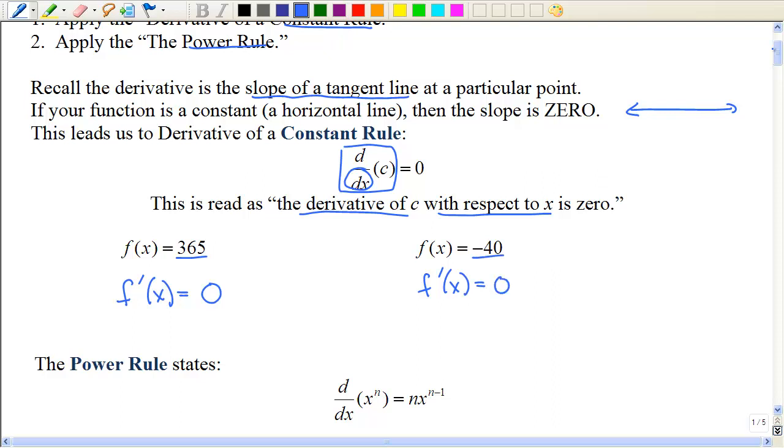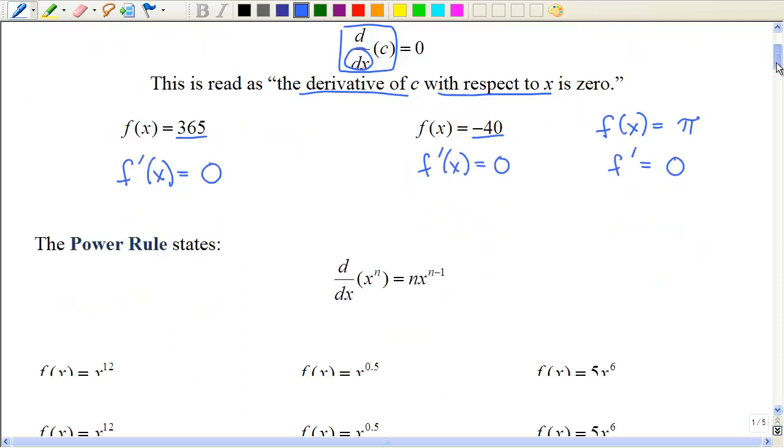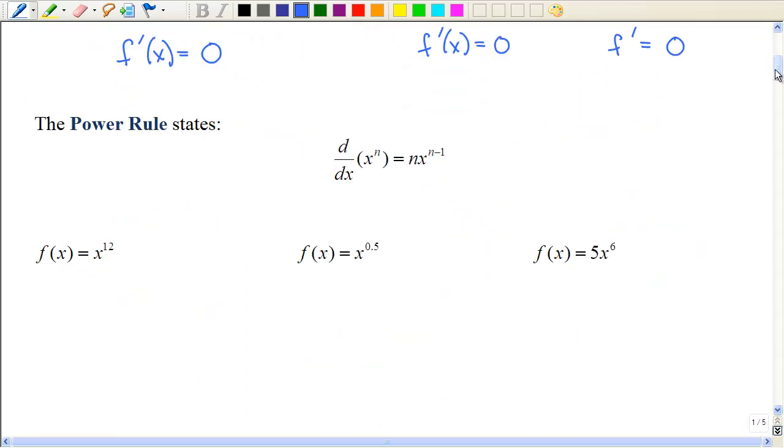It would be 0. Let's just throw in one more. That's not a variable. That's just the number pi, approximately 3.14. Sometimes they throw that in to try to confuse us, but again, it is a constant, and so its derivative would be 0. Now, obviously your homework can't be all about that.